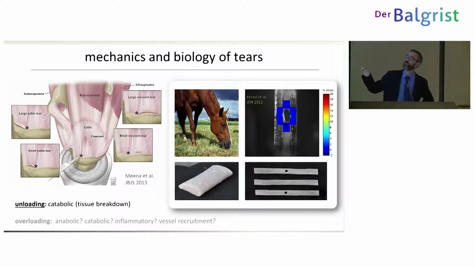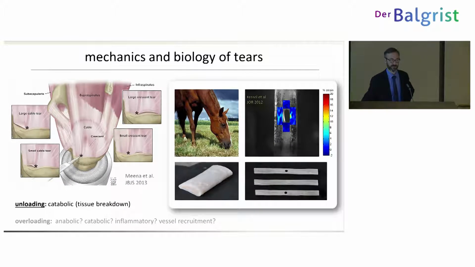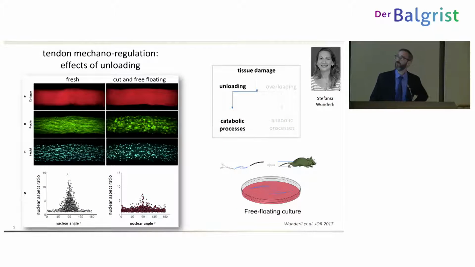Okay, so basically you end up with 2 biological regions. You have the unloaded region, which is right adjacent to where the tear is, and then you have an overloaded region, and I just want to quickly say a few things about the unloading. So unloading of the tendon is the model that we use to study that.